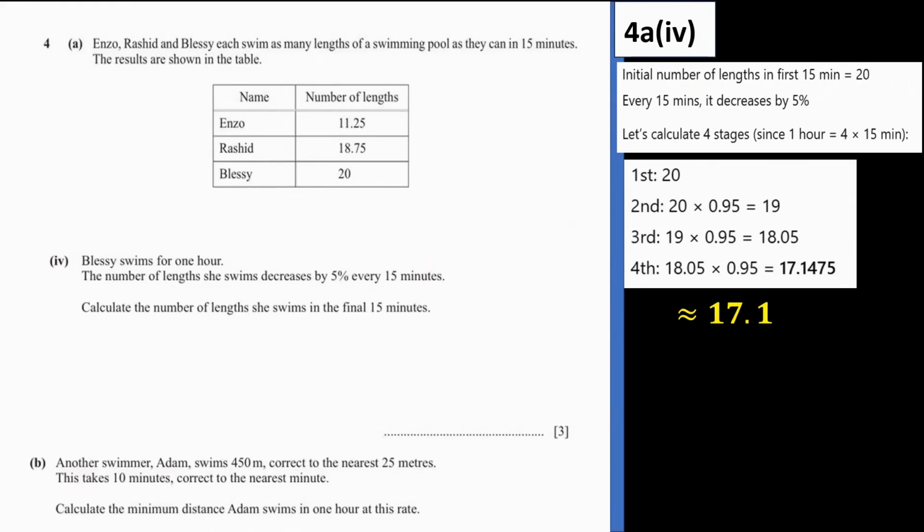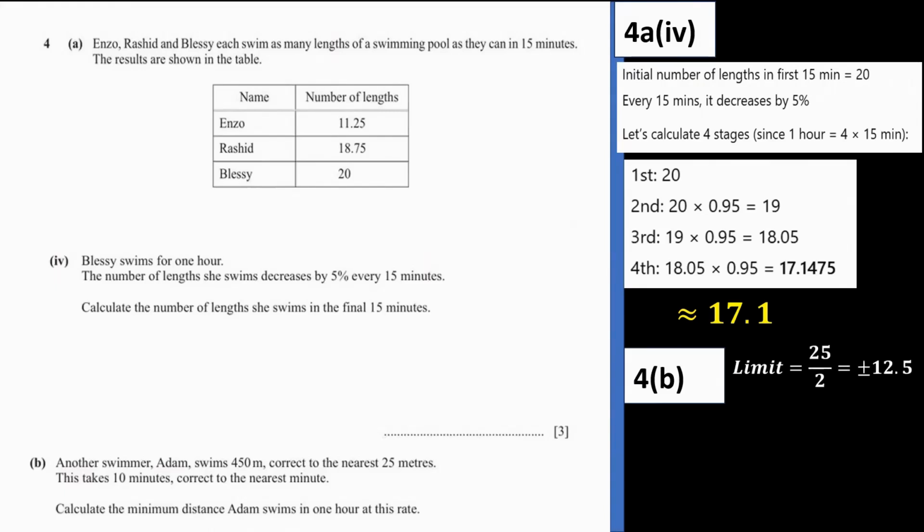All right, so we proceed to the next part, which is 4B. We are told that another swimmer, Adam, swims 450 meters, correct to the nearest 25 meters. This takes 10 minutes, correct to the nearest minute. Calculate the minimum distance Adam swims in 1 hour at this rate. So we are going to get this limit.